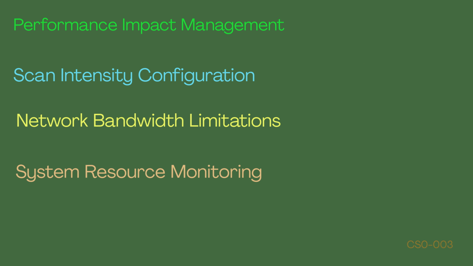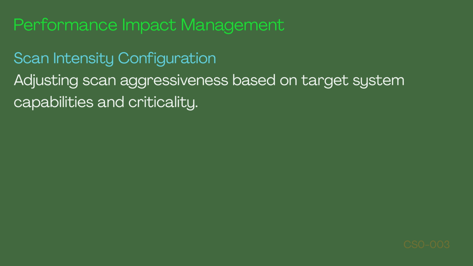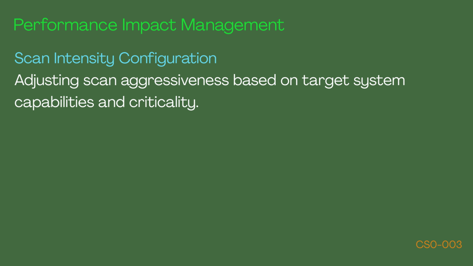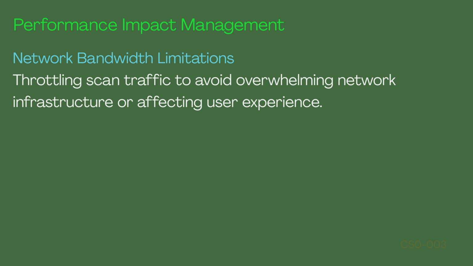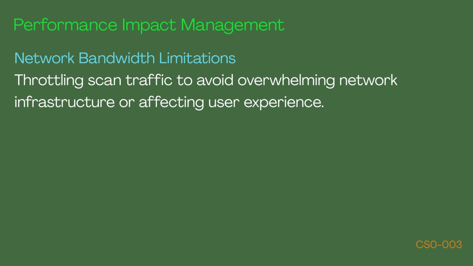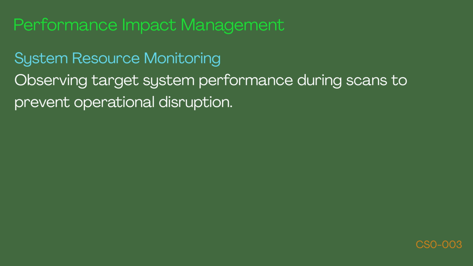And you have performance impact management, which includes scan intensity configuration, network bandwidth limitations, and system resource monitoring. For scan intensity configuration, this is adjusting scan aggressiveness based on target system capabilities and criticality. You don't want to shut anything down by taking up too much bandwidth with your scanning. You've got network bandwidth limitations, throttling scan traffic to avoid overwhelming network infrastructure or affecting user experience. And system resource monitoring is observing target system performance during scans to prevent operational disruption. That way you come to understand what you can do feasibly.